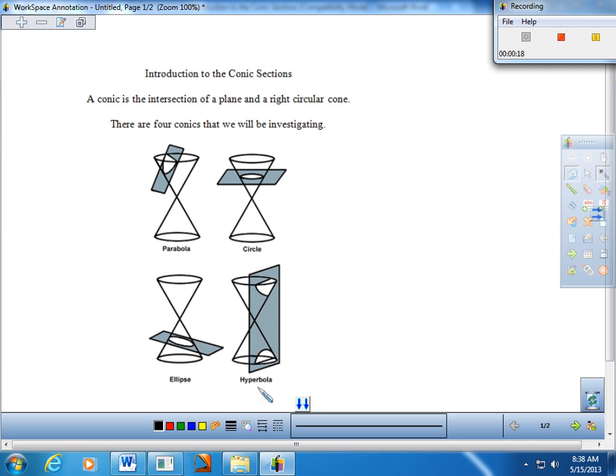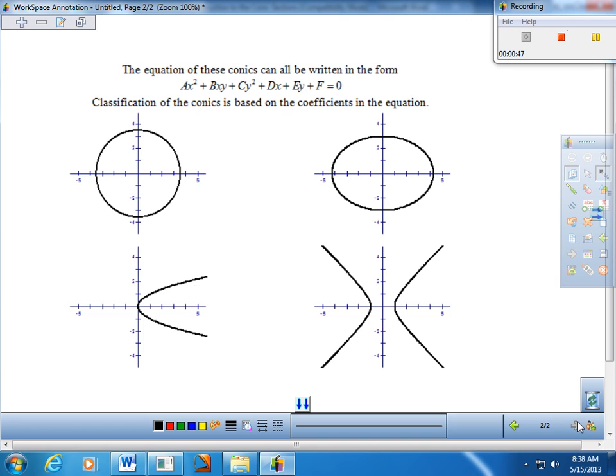And as you can see, each of these conic sections is formed through the intersection of a plane and a right circular cone. And depending on the angle at which that plane intersects that circular cone, you get each of these 4 conic sections. There are a variety of geometric properties that we're going to explore over the course of this unit, and then we're also going to see the interplay between the geometry and the algebra.